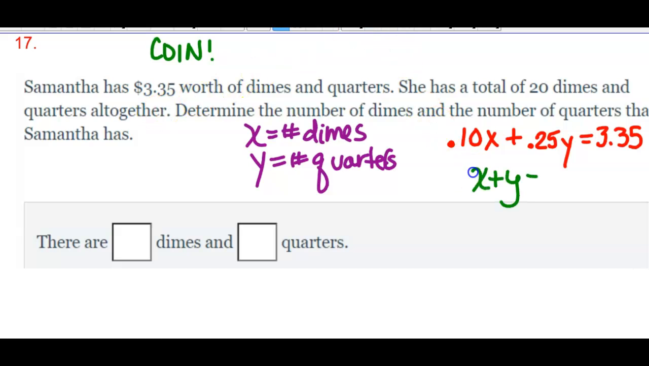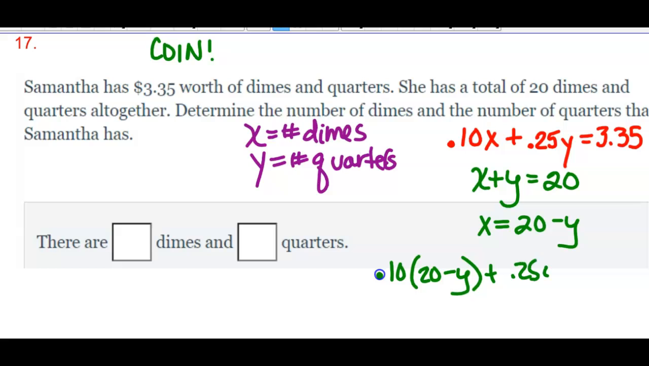x plus y, the total number of coins is 20. Sometimes it's trickier, like she has 12 more dimes than quarters or something like that. This one wasn't tricky, I was lying. All right, so I could do substitution here, or I could do elimination. I'm kind of a fan of elimination, but if you wanted to do substitution, you could say x equals 20 minus y, and then put that in here. So we'd have 0.10 times 20 minus y plus 0.25y equals 3.35.